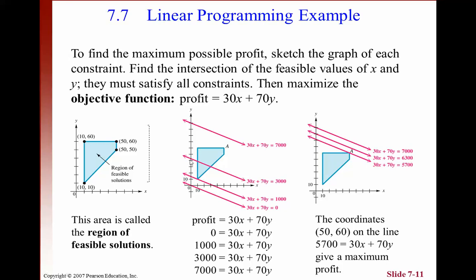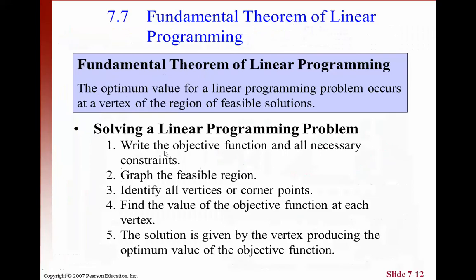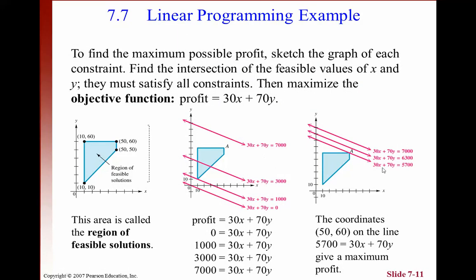Then maximize the objective function. The 30x plus 70y, that's the profit. We want the most profit. We make $30 every time we sell a VCR and $70 every time we sell a DVD. Okay, so most of the time, the answer is going to be at one of these corners, almost all the time. And so what we do is plug in the values at the corners and see which one gives you the most of whatever function.